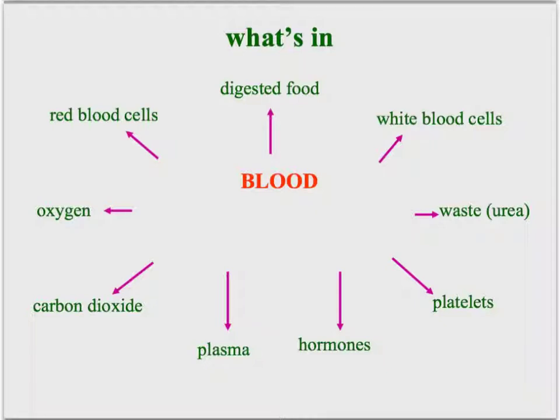Last thing we're going to cover is basically what blood is. Everyone has probably seen blood before, but you might not know all the things that are in it. Blood is made up of red blood cells, which we'll talk about in a second, nutrients from digested food, white blood cells, waste in the form of urea, which eventually goes into your urine, something called platelets, hormones, something called plasma, which is just a liquid, carbon dioxide, and oxygen. So there's a lot in your blood.